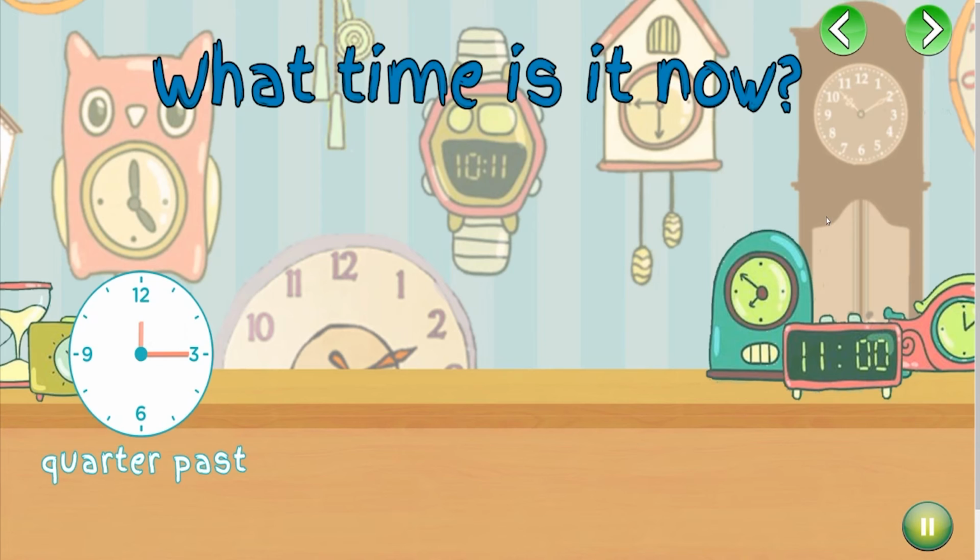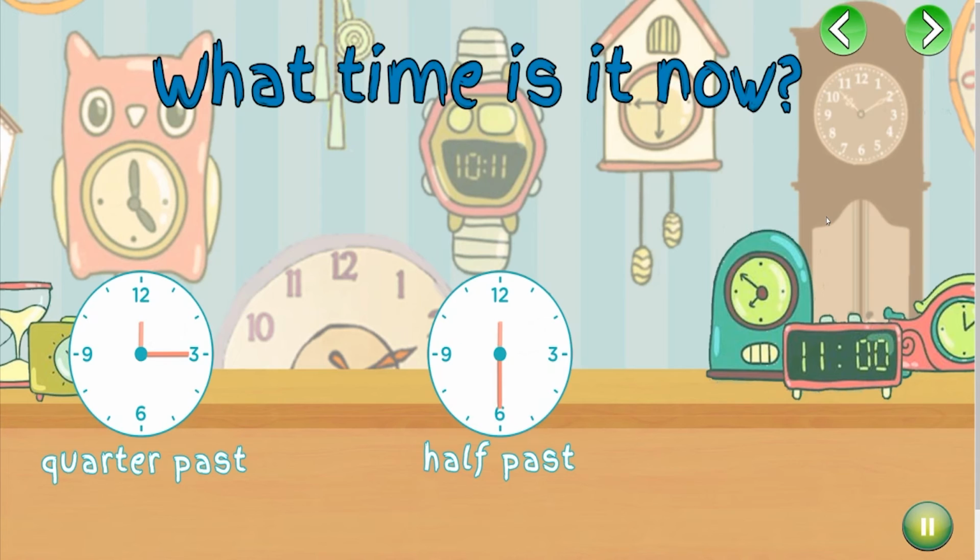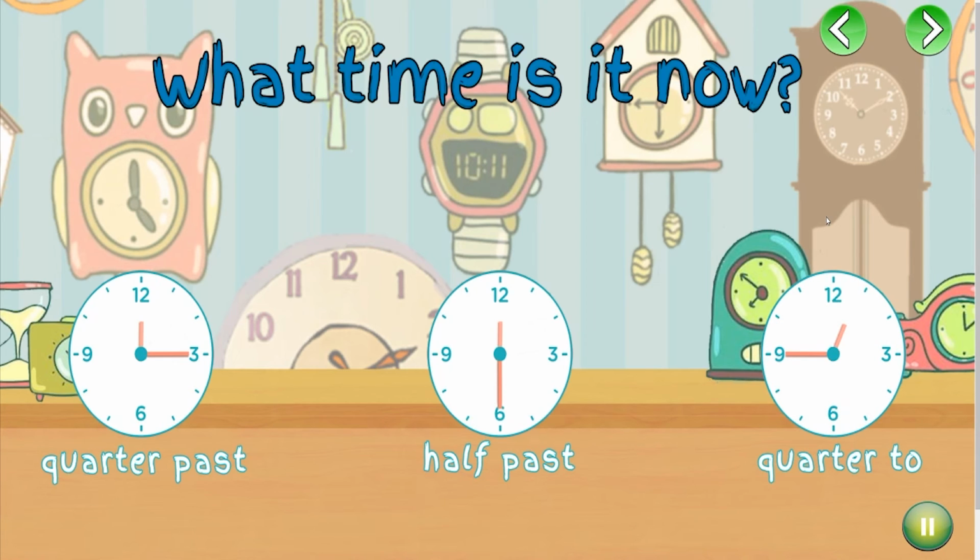A quarter in a clock is 15 minutes. A half past in a clock is 30 minutes. It is a quarter to 5 o'clock. That is to say that in 15 minutes' time, it will be 5 o'clock.